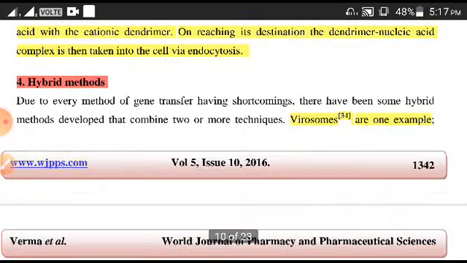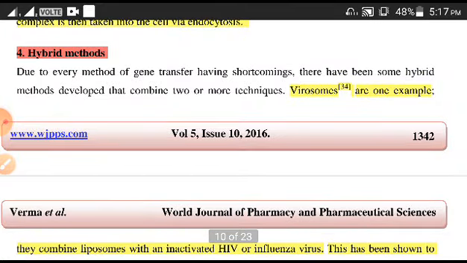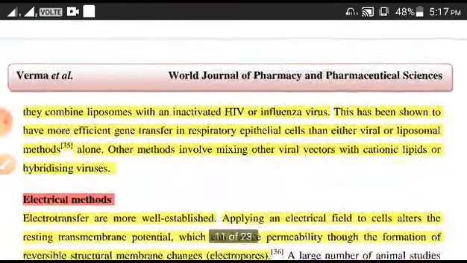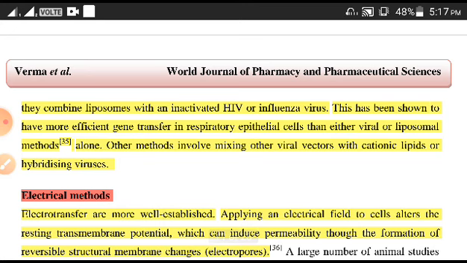Next method is the hybrid method. Virosomes are one example of these hybrid methods. They combine liposomes with an inactivated HIV or influenza virus. This has been shown to have more efficient gene transfer in respiratory epithelial cells than either viral or liposomal methods alone. Other methods involve mixing other viral vectors with cationic lipids or hybridizing viruses.